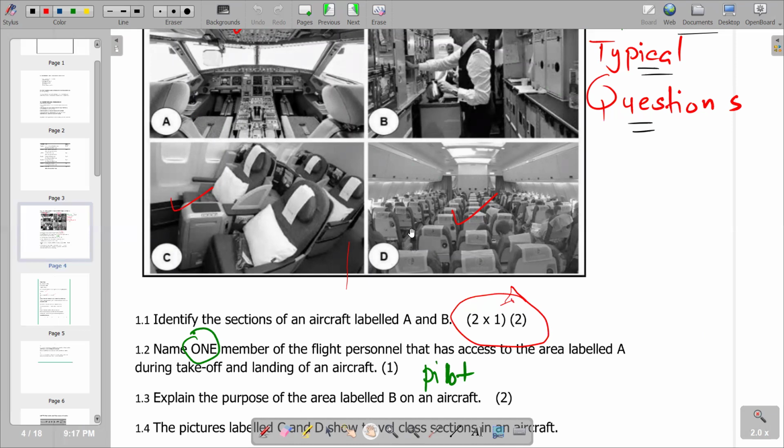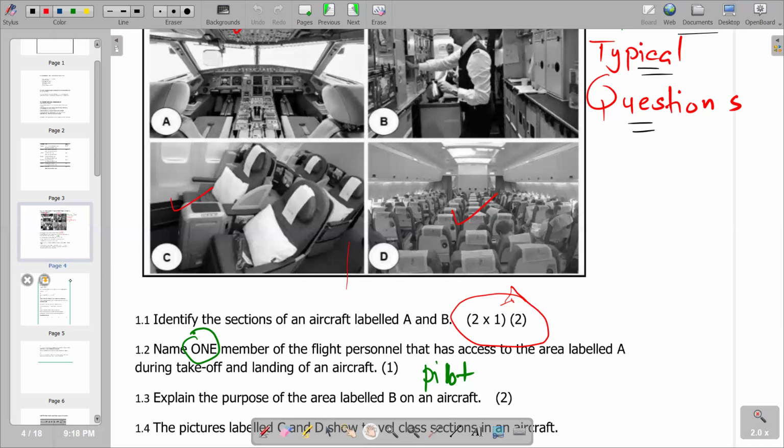Then also, we can try to talk about the standard of service that we have in the business class section and the economy class. Obviously, the standard of service in the business class is better than the one that we see under economy class. That's basically what we have to put down.